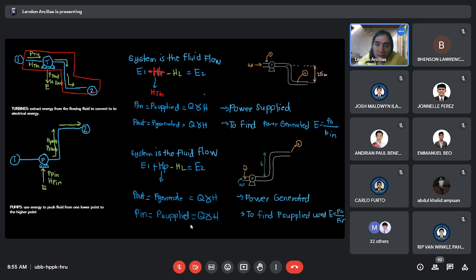Or the head turbine in. So this is what we call the P supplied for turbines. Okay? Power supplied for turbines.